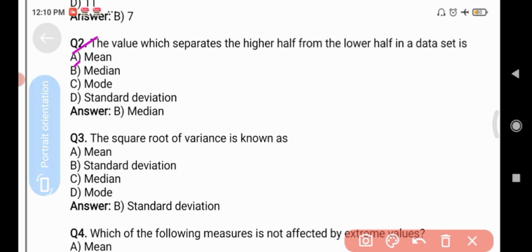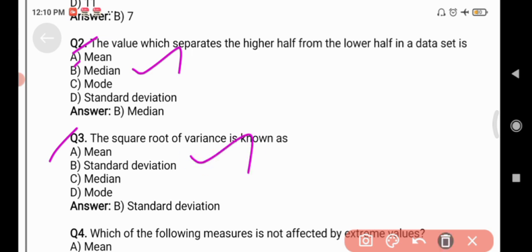The value which separates the higher half from the lower half in a data set is option B, median. The square root of variance is known as option B, standard deviation.